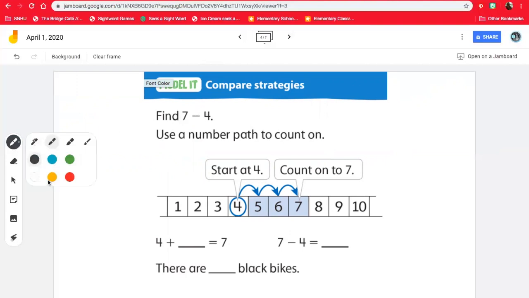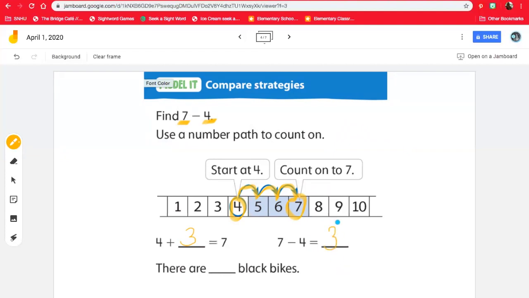Use a number path to count on, it says. Start at 4, count on to 7. Notice how they're starting at the lowest number here, and they're counting on or stopping at 7. So they started at 4, and they're going to count on to 7. 5, 6, 7. How many jumps did they make? 1, 2, 3, and they stopped at 7. So they had 3 jumps. So 4 plus 3 equals 7, which means 7 take away 4 is 3.